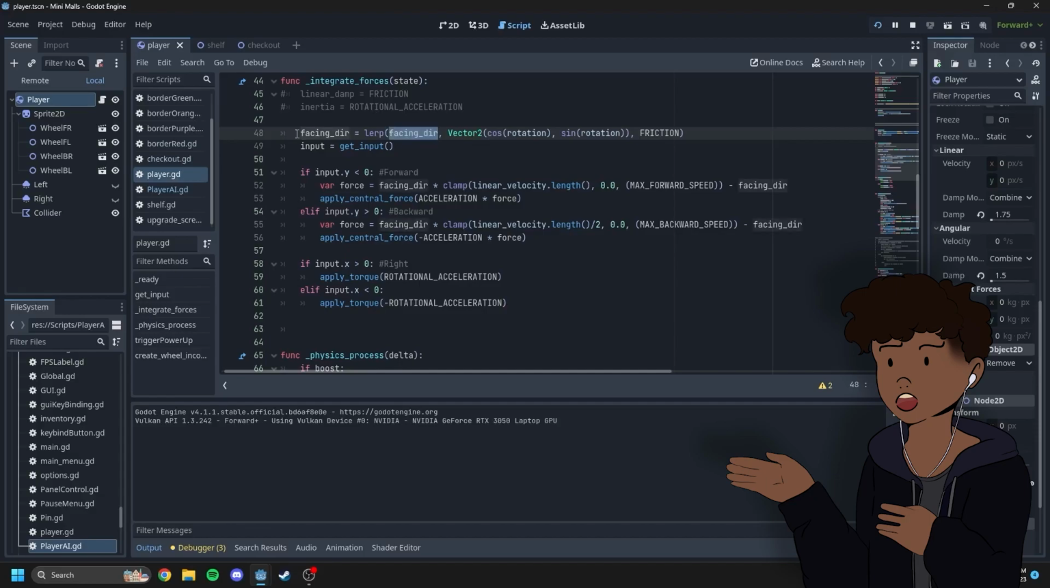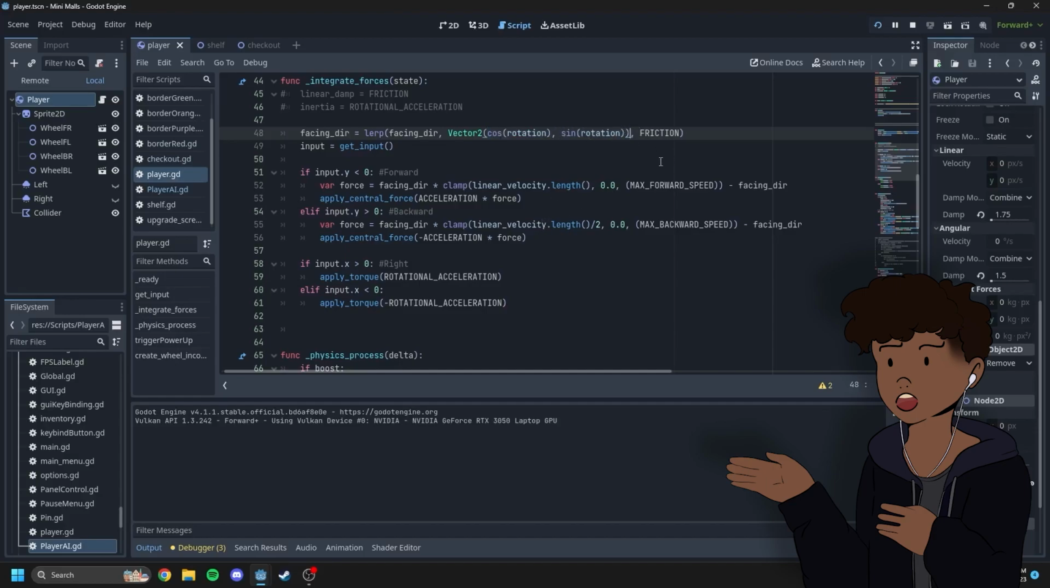So the first argument is what we want as the initial amount, and the second argument is the final amount. So the initial amount obviously is our facing direction, and we want it to go towards our sine and cos of our rotation. So the rotation is an angle from the horizontal, what our player is facing towards. And the cos and sine basically give a Vector2 direction towards it.